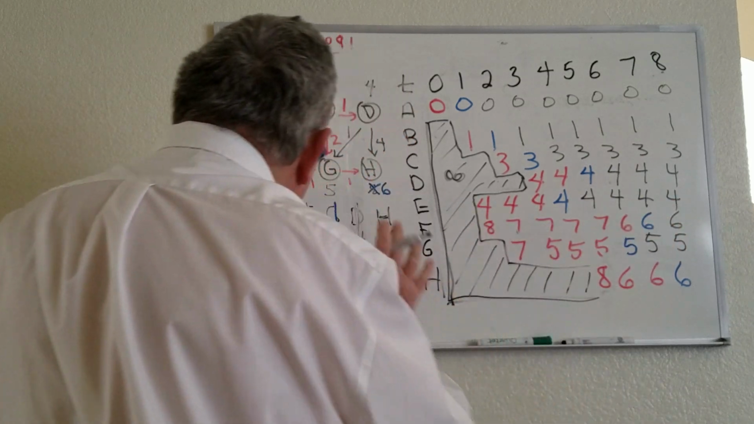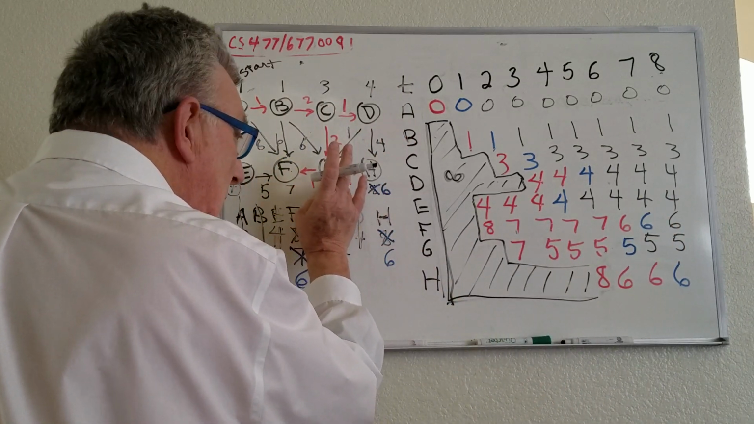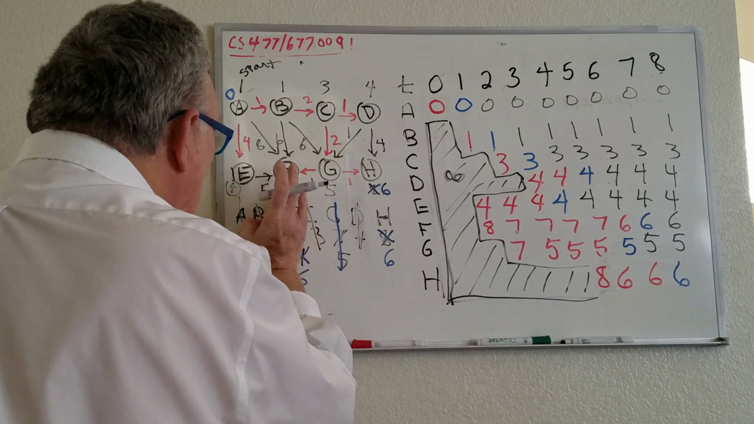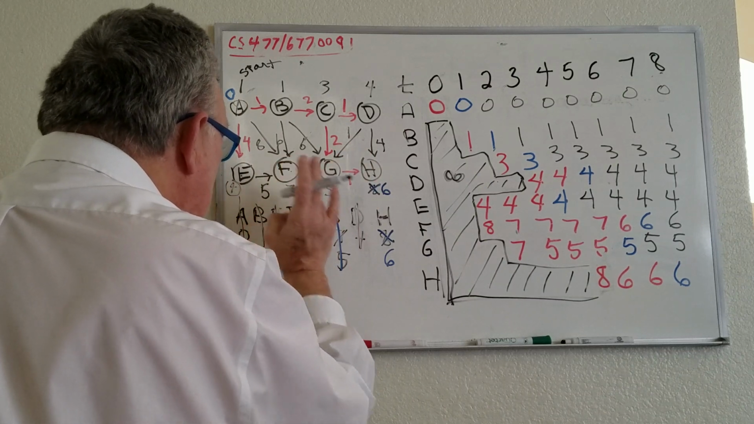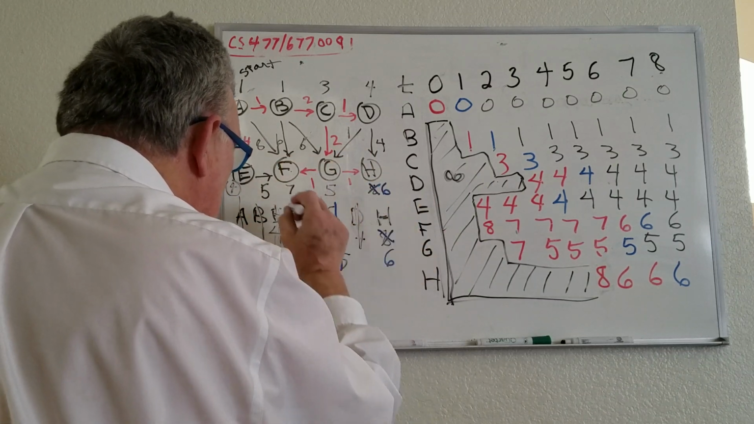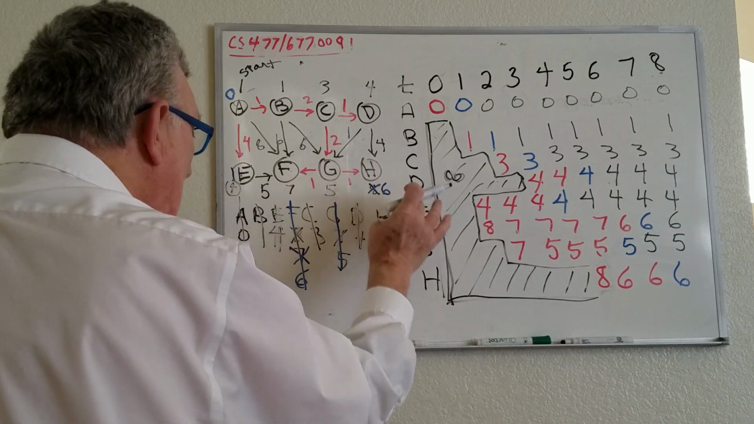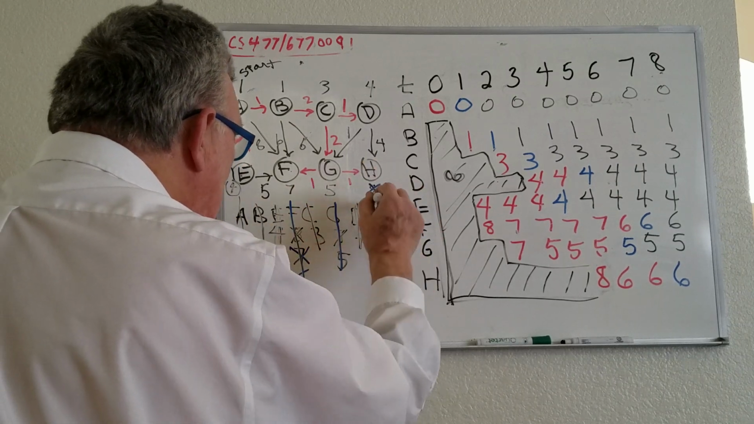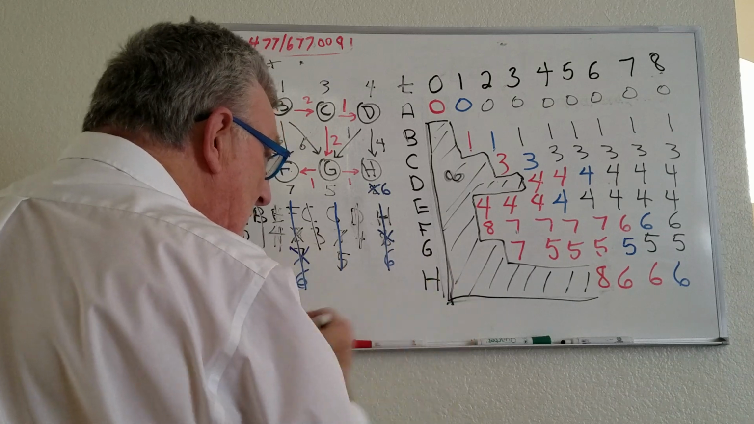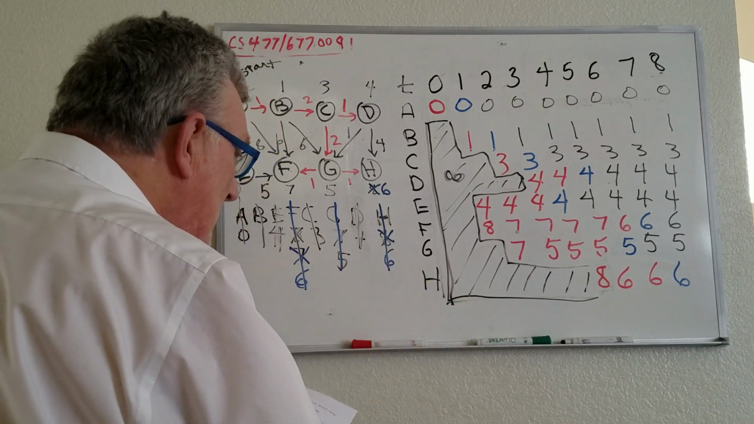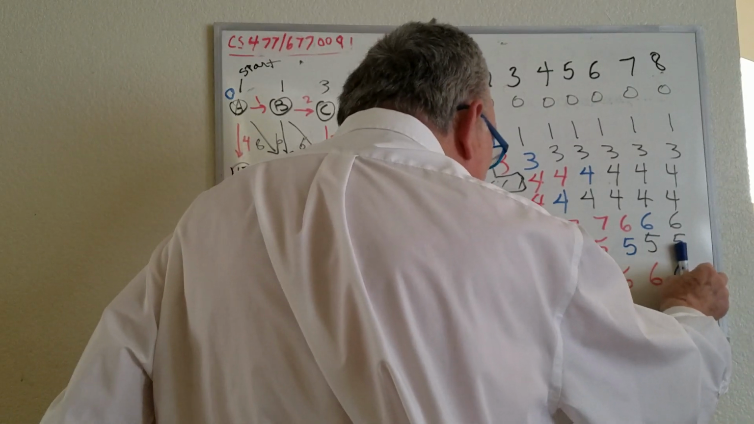And, no, I will pick F first. But F has no out neighbor, so there's nothing to do. So we're done with that. Then we pick H. H has no out neighbors, so there's nothing to do. And now we're at the last step and we're finished.